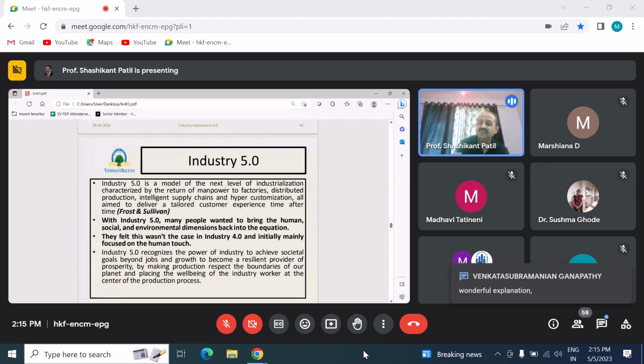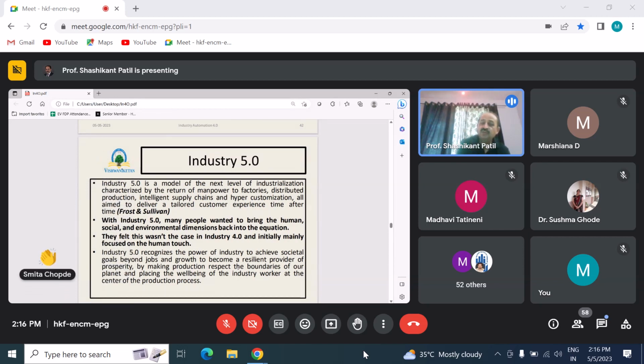Okay, forget about technological advancements. Tomorrow Industry 6.0 will come, but slowly and gradually we are losing human values. We are harming our environment. We are harming our mother nature planet. And that's the reason people, whosoever are policymakers, thinkers, think tank, they are believing that for 5.0 we must concentrate on human touch or a complete ecosystem.